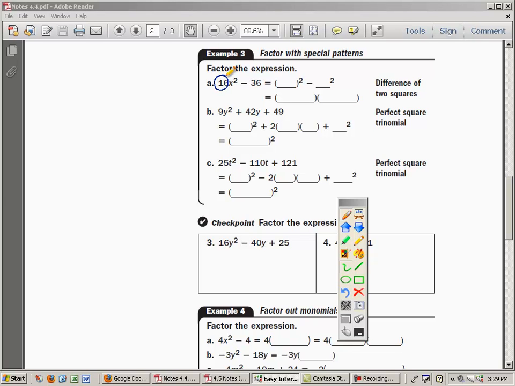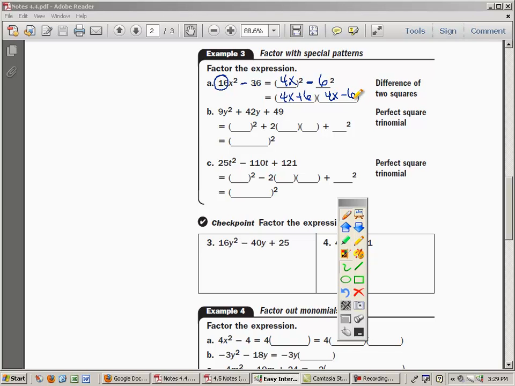Okay? The issue that you're going to find is that because some of these are special patterns, this is the difference of two things that are perfect squares. So this is 4x and this is 6. Because 4x squared gives me 16x squared and 6 squared gives me 36. And so the difference of squares pattern simply says this is 4x plus 6 and 4x minus 6. Again, difference of squares is a sum and a difference.